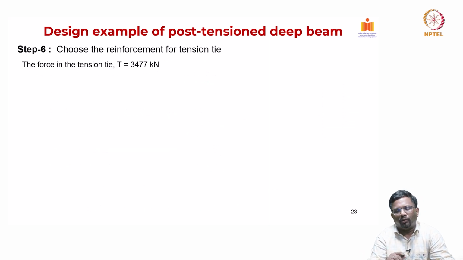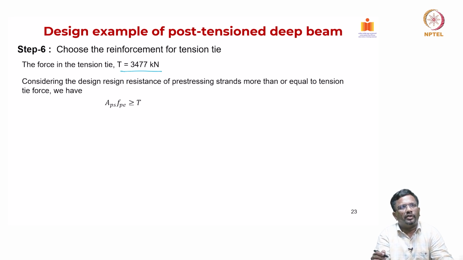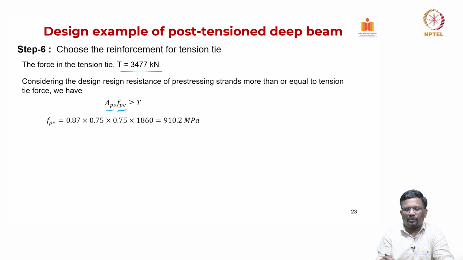Now, let us look at how to calculate the reinforcement for the tension tie. We have already calculated the tension tie force as 3477 kilonewton. So, we know that in tension, the area of steel multiplied by the effective pre-stress should be greater than the tension tie force T. So, if you substitute the effective pre-stress, because we are taking a 25% loss also, that is given there.